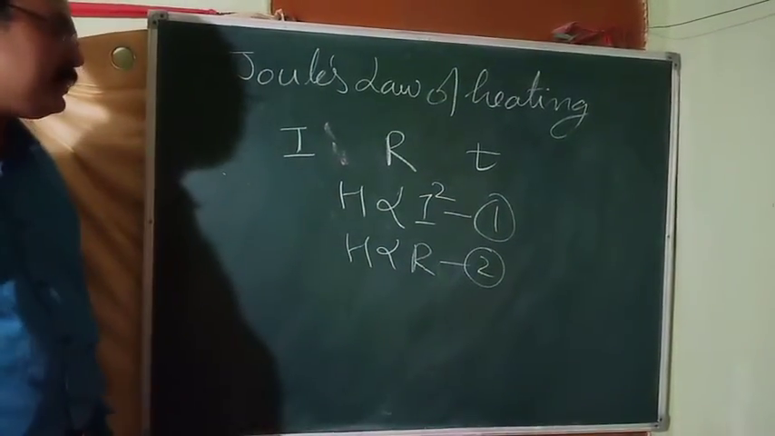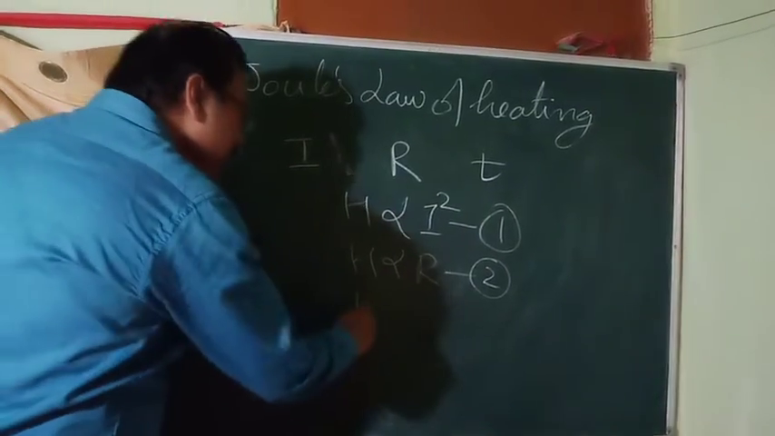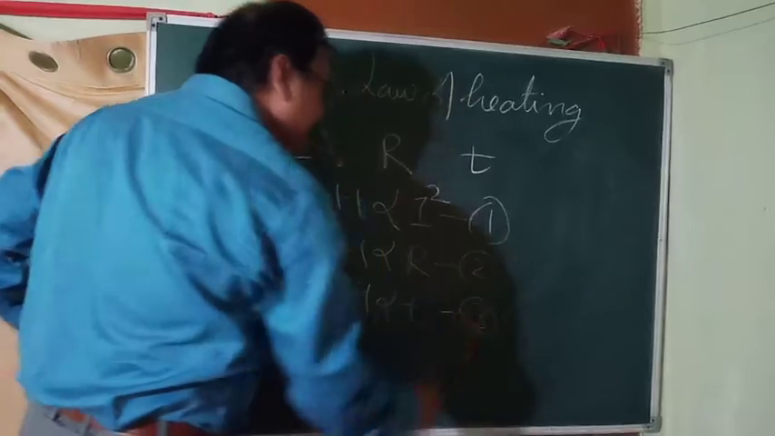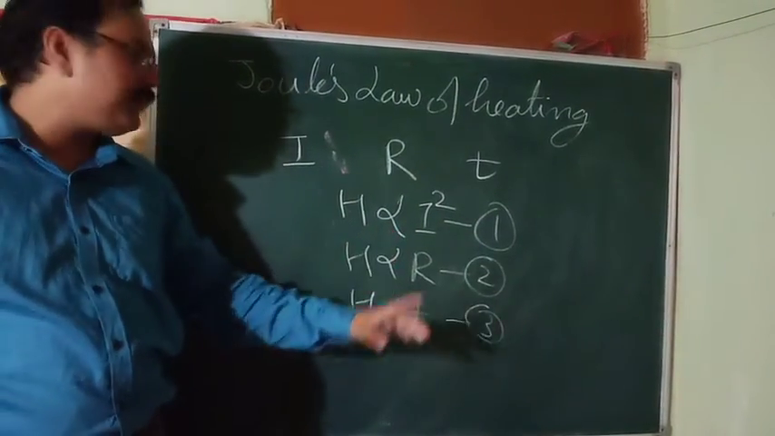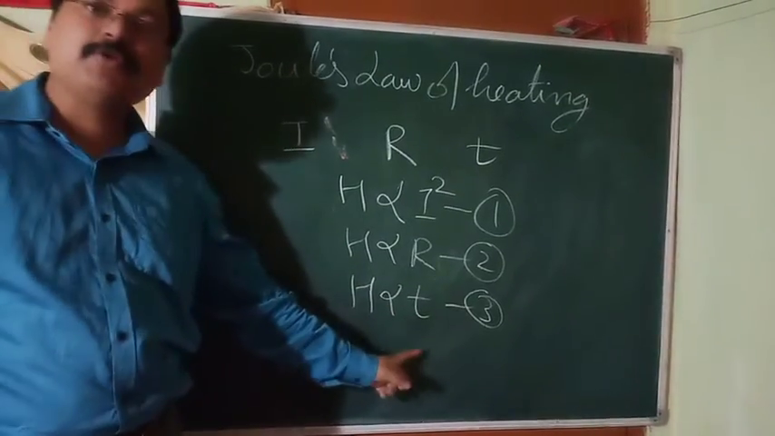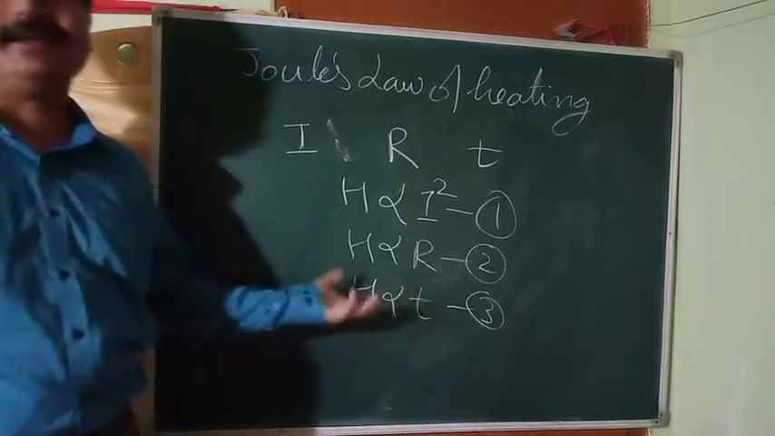What is the third one? Heat produced is directly proportional to time. That means H is directly proportional to T. These three things will go. That means if more current is flowing, then more heat will be produced. If resistance is more, again more heat will be produced. If the current is flowing for a longer duration, more heat will be produced. If for a shorter duration, less heat will be produced.